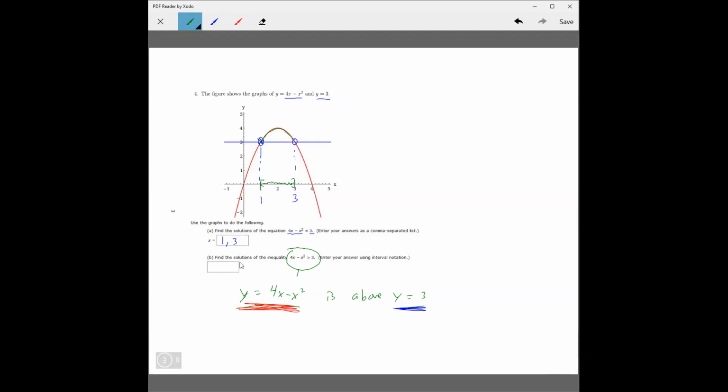Okay, so the second answer, not including the endpoints, because this is strictly greater than, so it's not going to include the endpoints. So that's going to be the interval from 1 to 3. Okay, so we write it with the parentheses because we're not including endpoints, because we have this symbol here, as opposed to the greater than or equal to symbol.